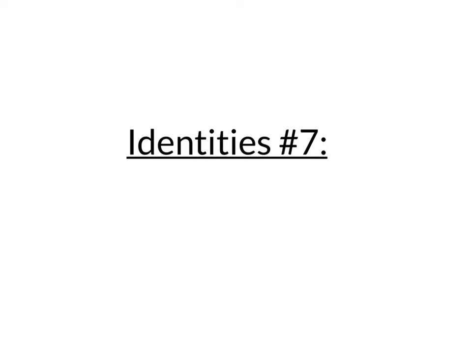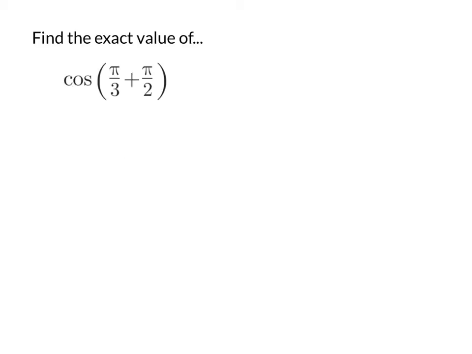All right, I want to just go through a few examples of using the sum and difference identity for sine and cosine. So if we want to find the exact value of cosine of pi over 3 plus pi over 2, obviously we're dealing with the sum identity for cosine. And so we recall that is going to be cosine cosine minus sine sine.